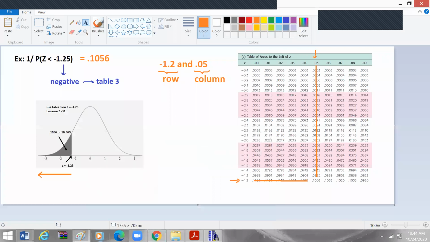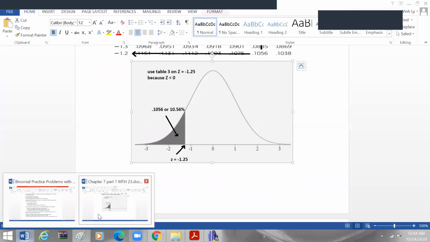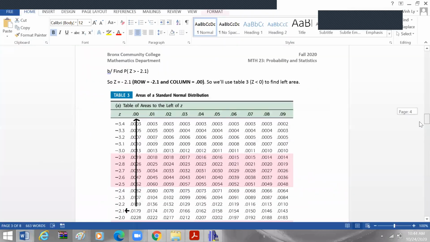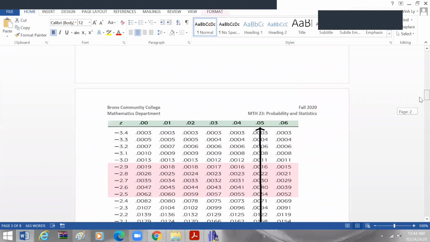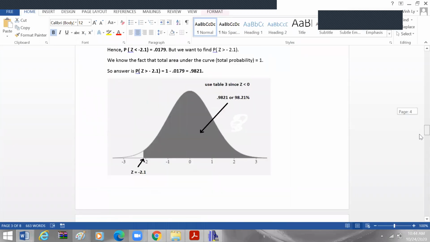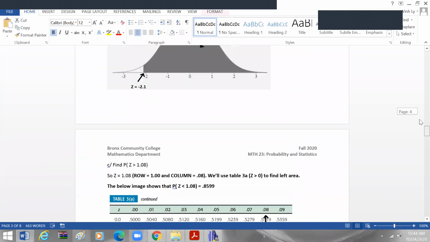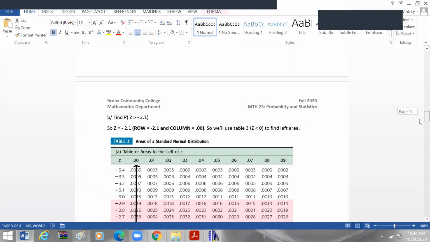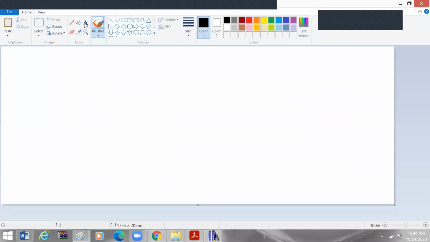A lot of confusion, right? A lot of confusion, an issue that's popping up right there. And now we want to read the values of P of Z greater than negative 2.1. Let's go and see what it is.